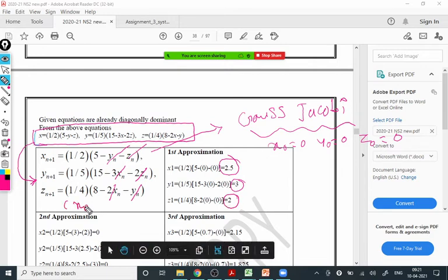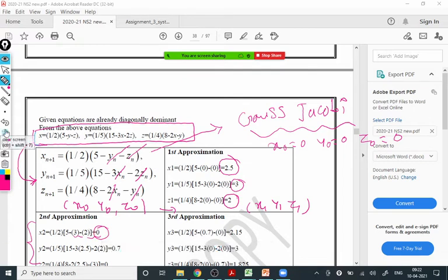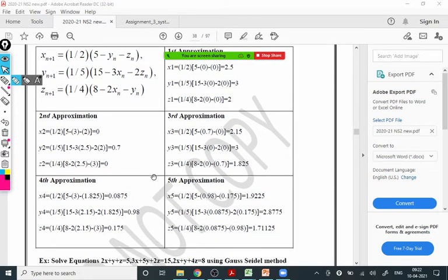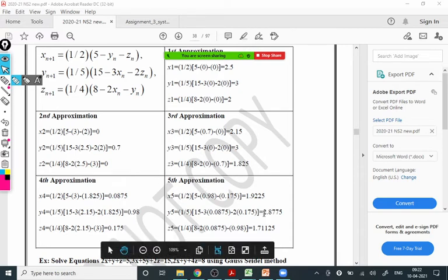Initially we have x0, y0, z0. With the help of those, we get x1, y1, z1. Now using this x1, y1, z1, we calculate x2, y2, z2. To get x2, x2 equal to 1 by 2 times 5 minus y1 minus z1. Here are y1 and z1. If you replace these values there, you get x2 equal to 0. That way, you just have to continue. You have to continue this iteration till the stopping criteria given. In this question, the stopping criteria is not given, so I just completed 5 iterations. You can finish 4 or 5.